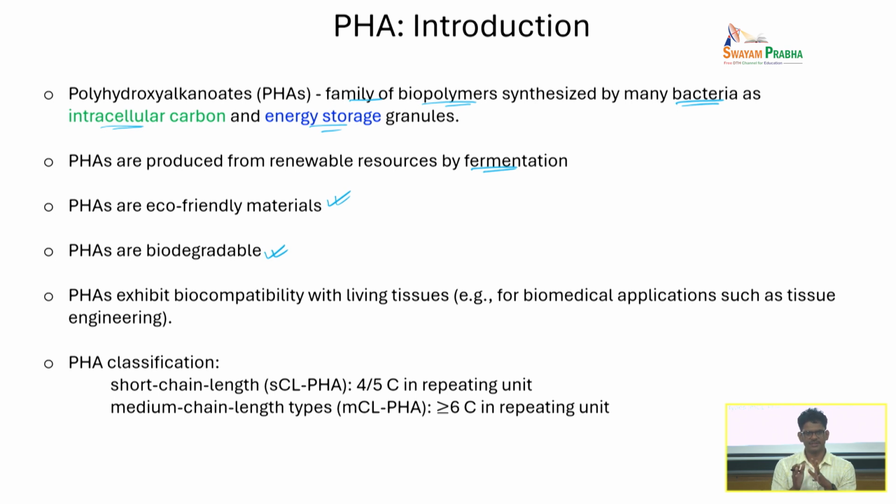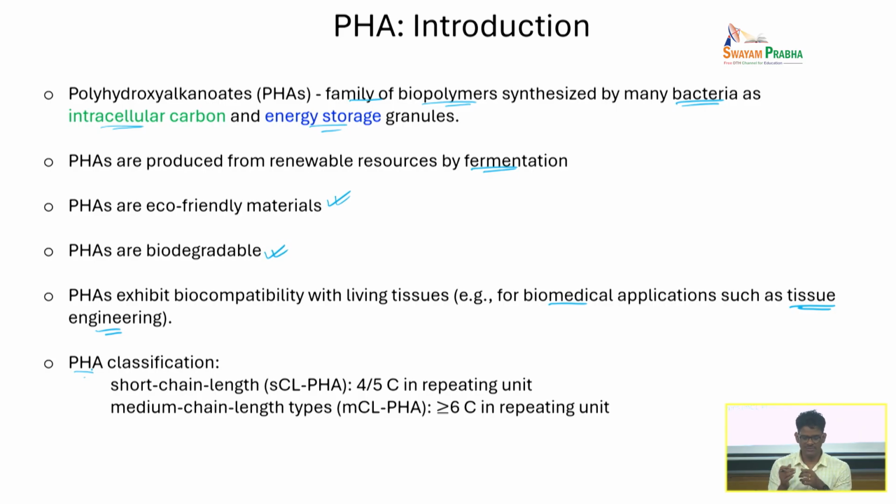It has excellent biocompatibility. That means when this polymer is in contact with live tissues, the tissues do not feel any toxicity. So it's very good for biomedical applications such as tissue engineering and scaffolding. In the past, we have looked at other biopolymers like chitin, chitosan, pectin, and hyaluronic acid, used in biomedical applications. In that light, PHA is also very useful in biomedical applications.